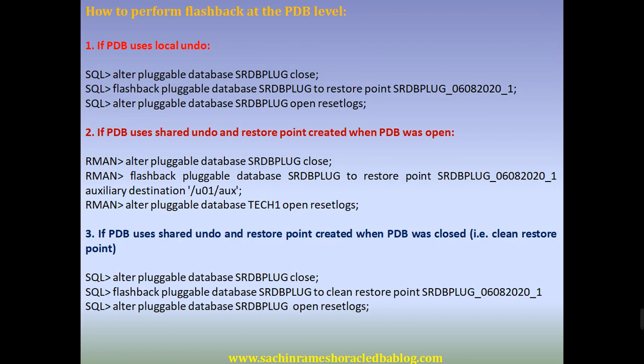How do we perform the flashback at the PDB level? Here are three ways we can perform it. If the PDB uses local undo, we can go ahead with alter pluggable database SRDB close. We have to close it, that is, bring the pluggable database to mount mode. Then flashback pluggable database SRDB to restore point, the restore point name, and alter pluggable database, the PDB name, open resetlogs. This is if your pluggable database is running in local undo mode.